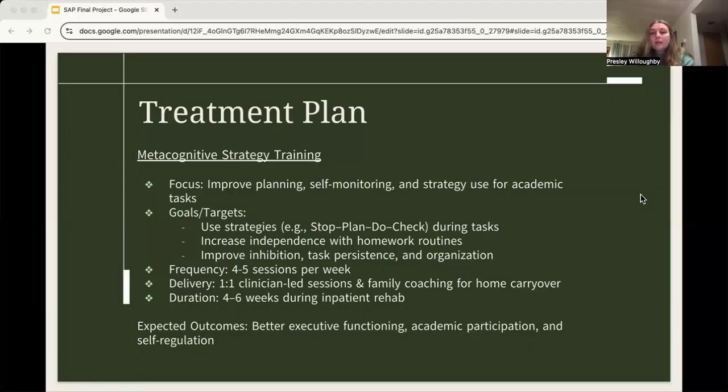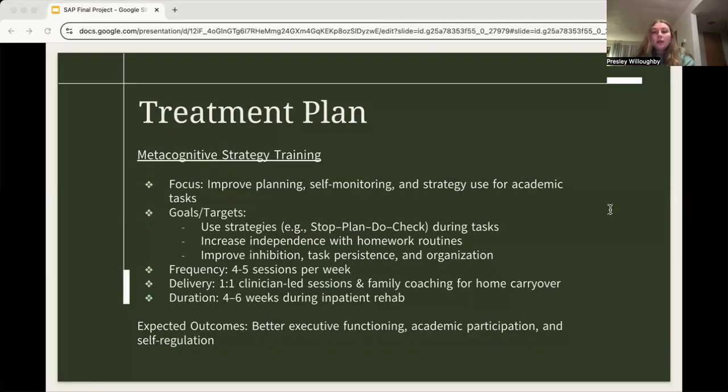So the treatment plan includes teaching the client to use structured strategies such as stop, plan, do, check during academic and functional tasks. Goals focus on increasing independence with homework, improving inhibitory control and task persistence, and applying strategies across different settings. The intervention will be delivered 4 to 5 times per week, one-on-one over a 4 to 6 week period during his inpatient rehabilitation stay.